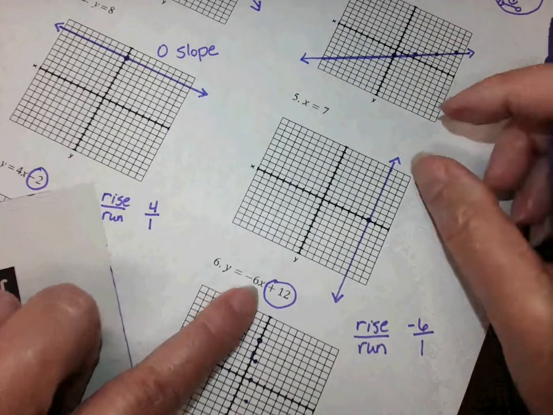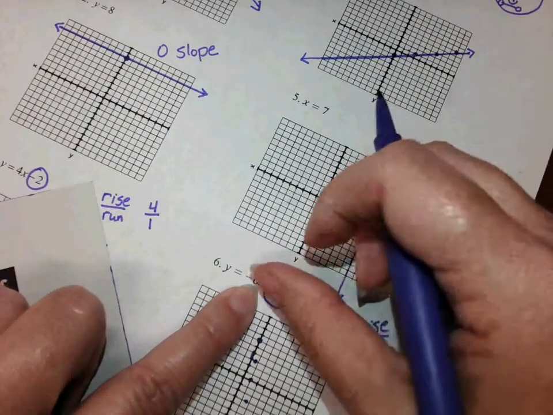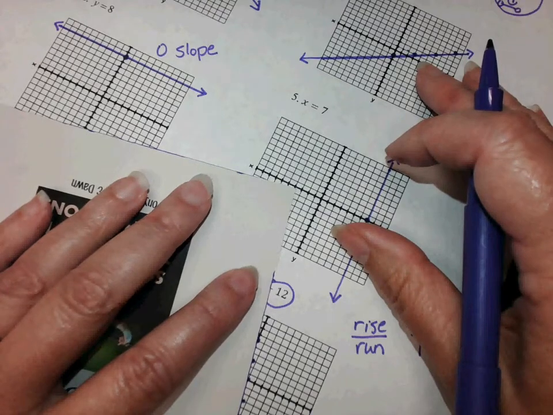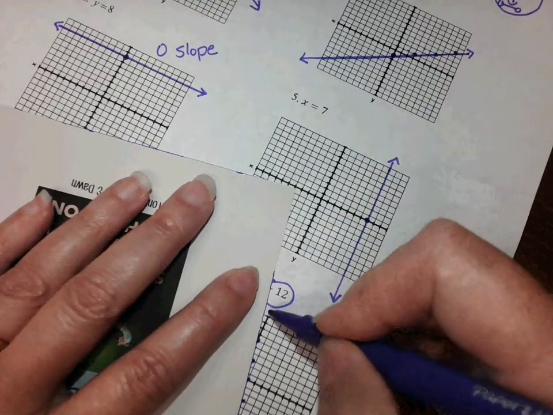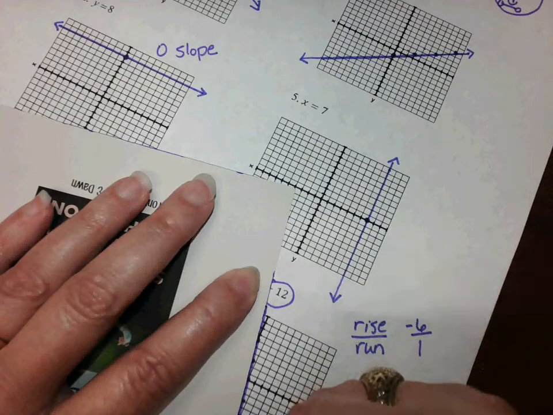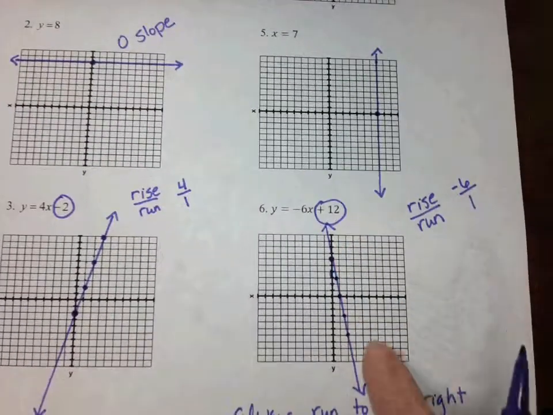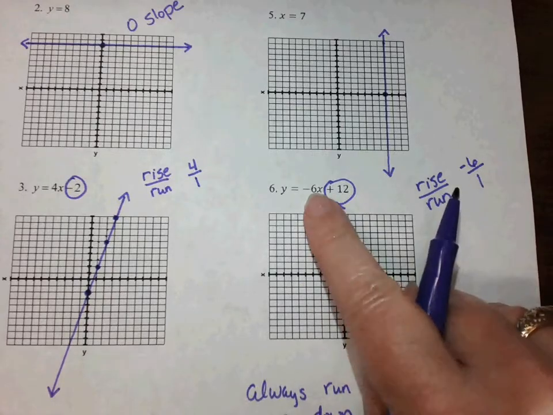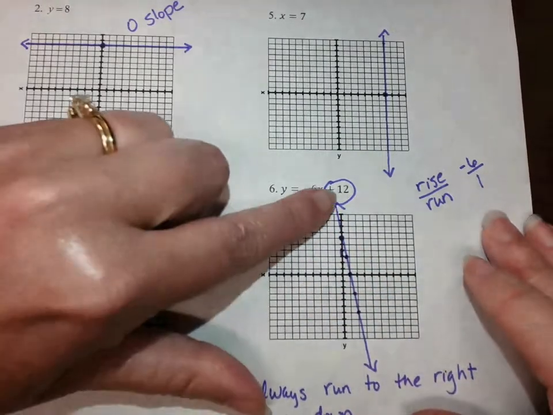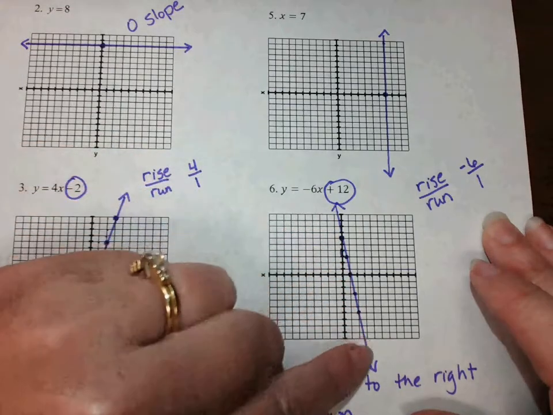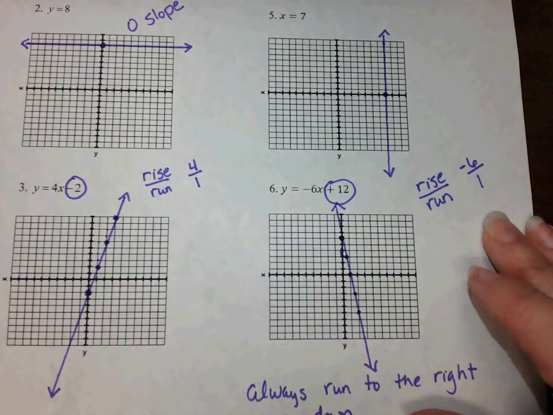But look how big this 6 is. This is going to be a really steep line. Remember, the bigger the slope, the steeper the line. So see how steep this is? It's because it's got a negative 6 slope. If I follow the line with my finger from left to right, it is going down, negative, right?